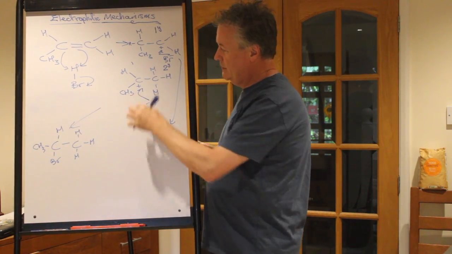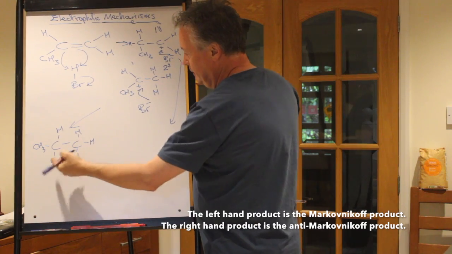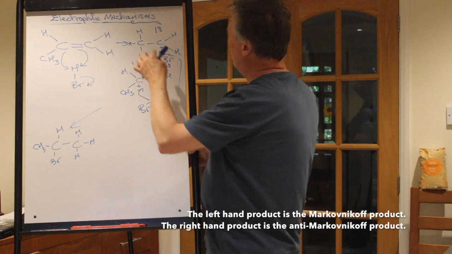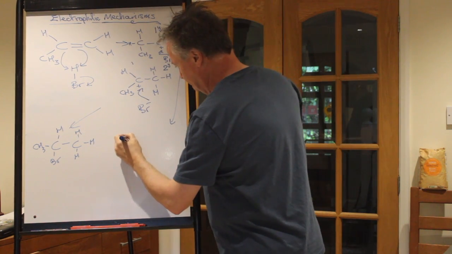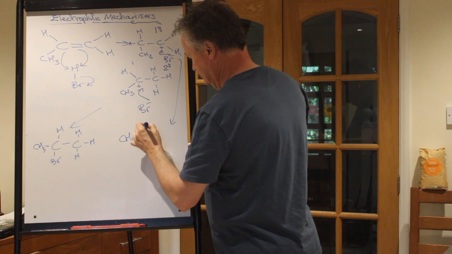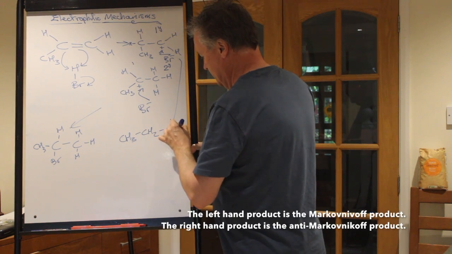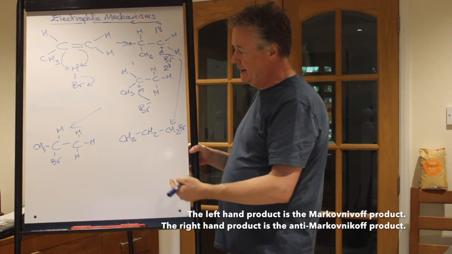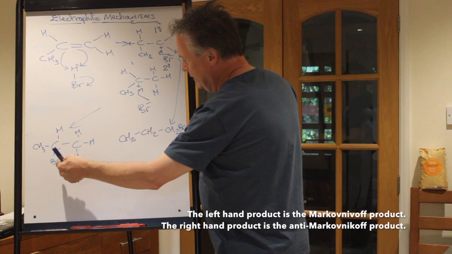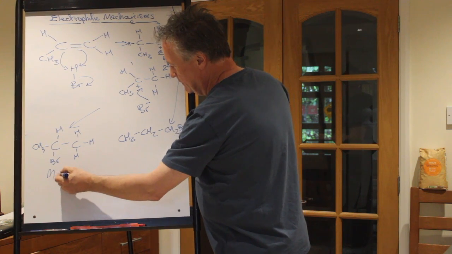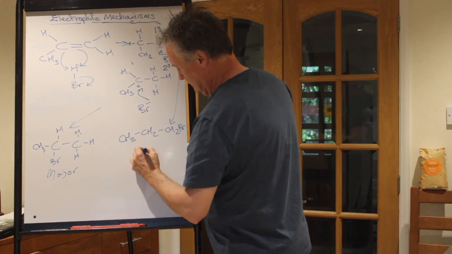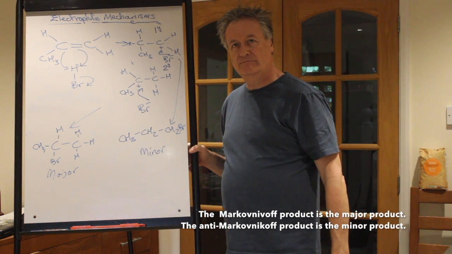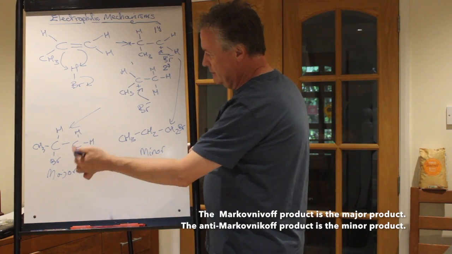So that one, where I've put the bromine on there, produces 2-bromopropane. This one here puts the bromine on the end and produces 1-bromopropane. Major and minor. Major meaning more. So that there, that there.